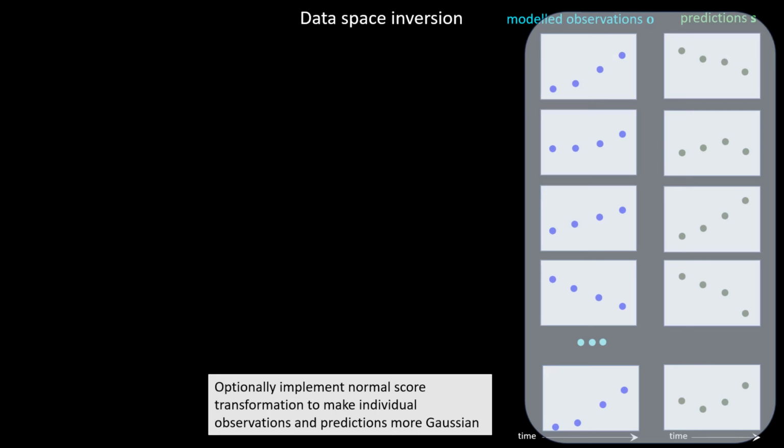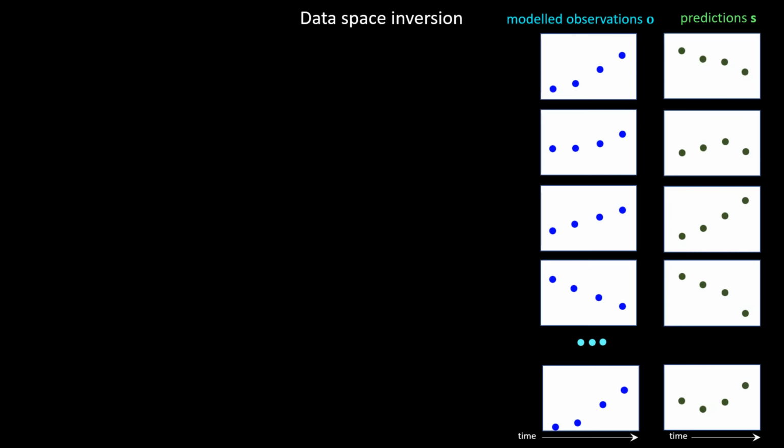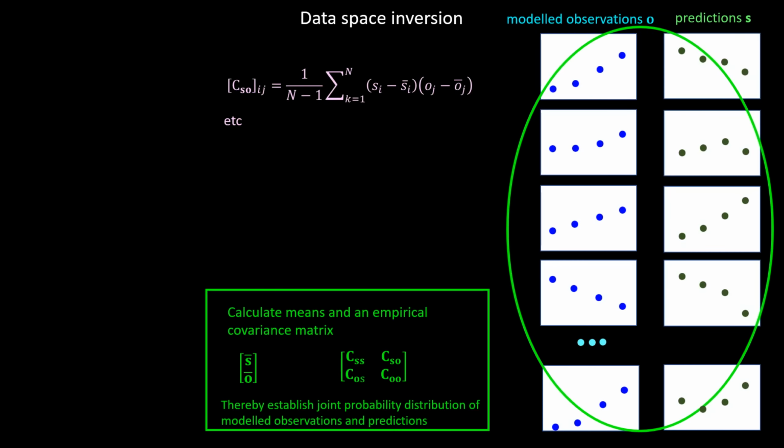Once again, optionally, I can do a normal score transformation of each of these outputs and each of these predictions to help me approach Gaussianity. And then, as before, I get the mean of each of these outputs and each of these predictions, and I build an empirical covariance matrix which links the measured past to the managed future using these same standard statistical relationships.